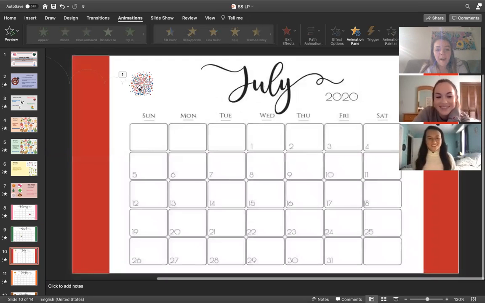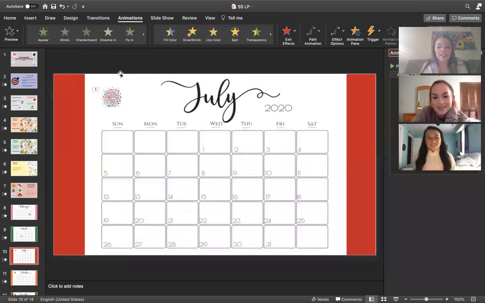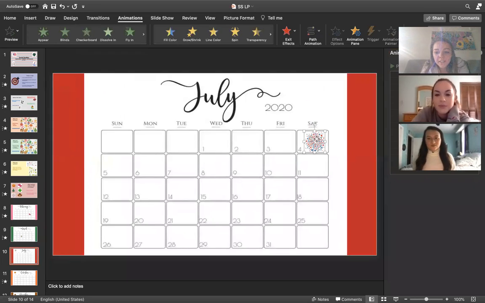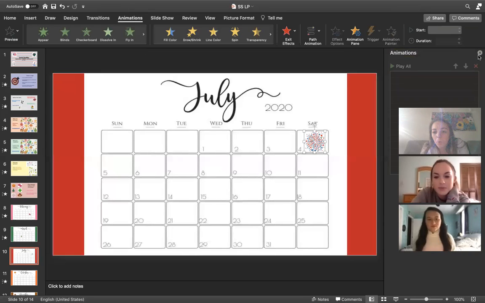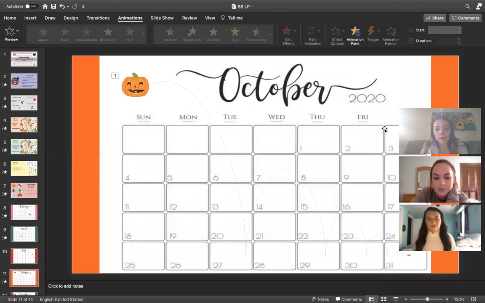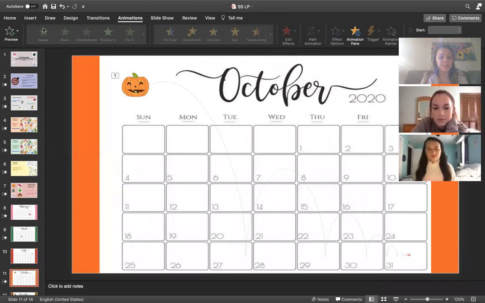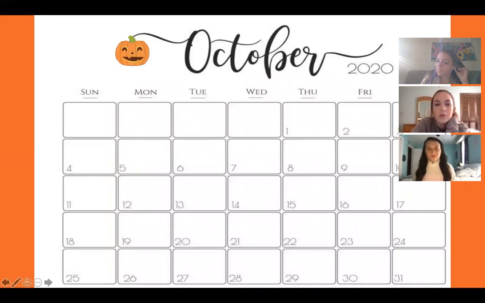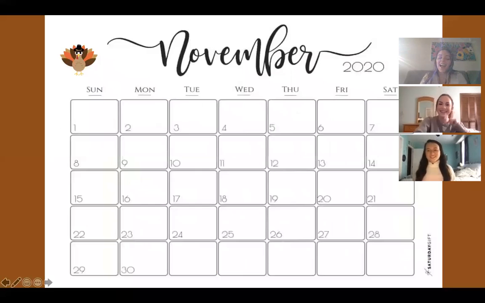And what about Independence Day? Move the fireworks to July the 4th. Perfect. And what about Halloween? Ooh, this one looks like it might work. Move the pumpkin. There it goes. And what about November for Thanksgiving?